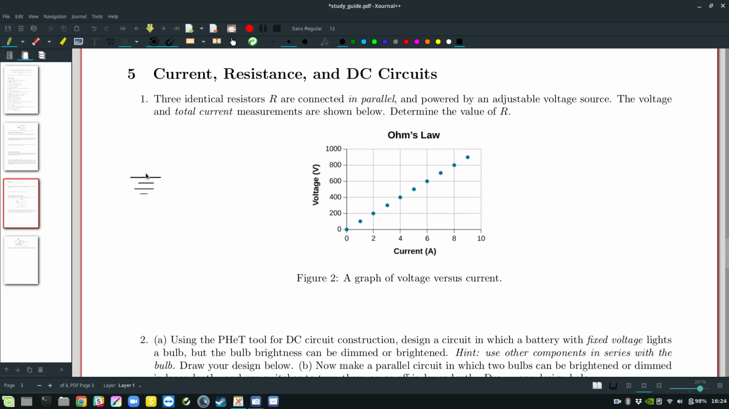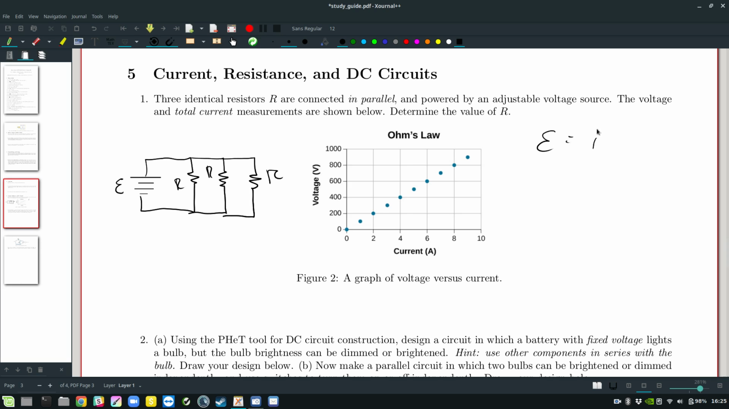So we're going to sketch what we think the circuit looks like. This is an example of graphical analysis. And we have three parallel resistors powered by some voltage source. Now, voltage sources, epsilon, give a total current through a total resistance. That's Ohm's law. I could have just as easily said delta V equals IR.